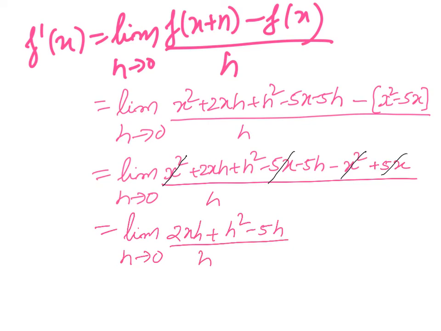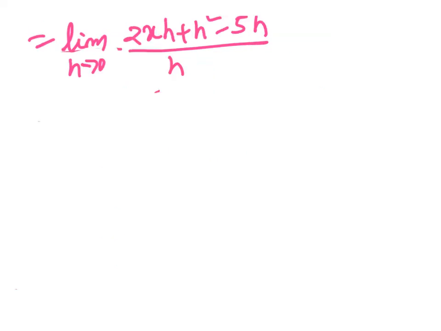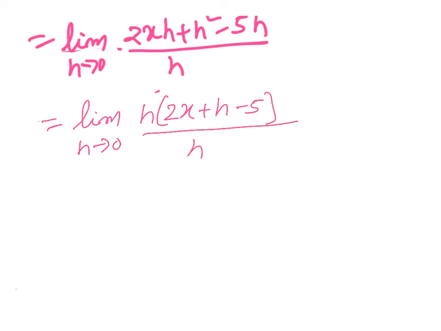Now what I'll do, I'll take h as a common factor and I'll cancel out the h. So that's my next step. If I take h as a common factor, it becomes h times (2x plus h minus 5) over h. Now I cancel. Now h over h will become 1. Next, I can write that here so that it becomes clear.